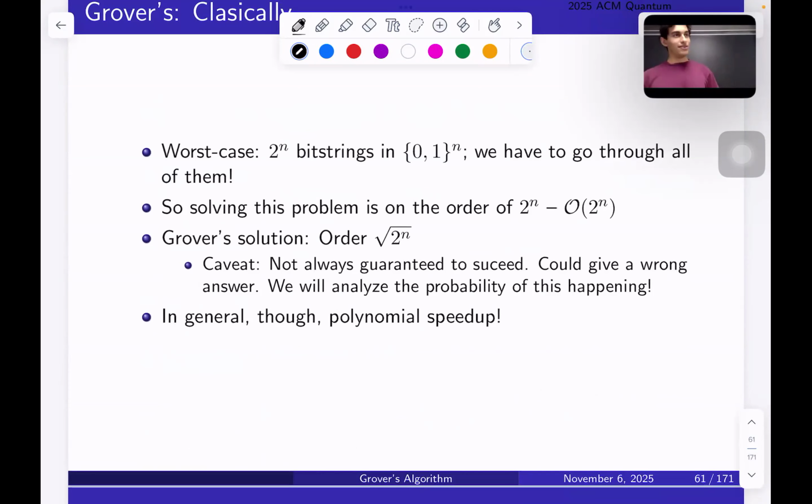Grover's solution in the quantum algorithm will actually take the square root of 2 to the n. So it's a polynomial speedup. The caveat is that it's not always guaranteed to succeed. With Deutsch-Jozsa, we had 100% probability of succeeding. This time, that's not the case, so we have some probability of getting the wrong answer, and we'll examine what the probability of this happening is.